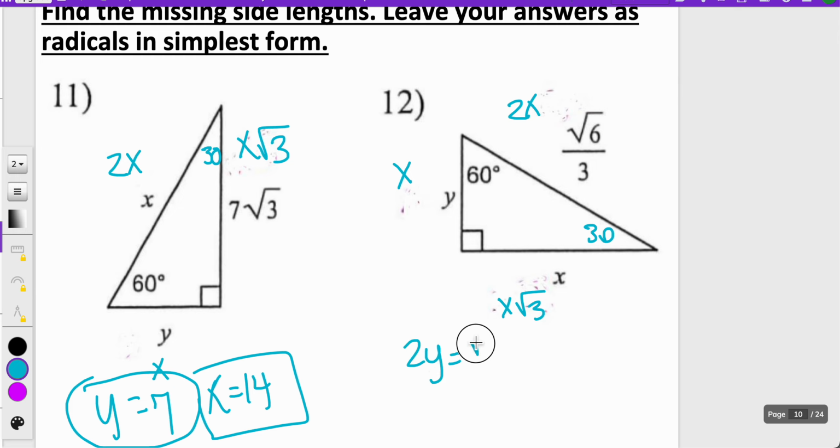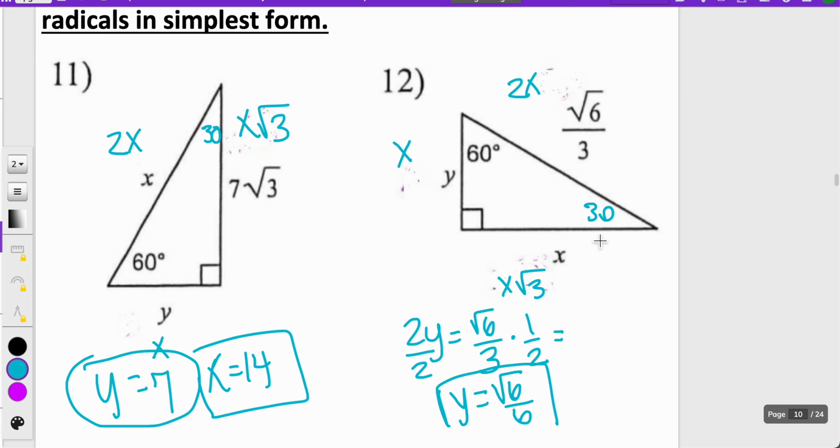So I'm going to say 2y can be equal to square root 6 over 3. And how I would solve for that is I would divide both sides by 2 or multiply by 1/2. So I'm going to get y is equal to square root 6 over 6.